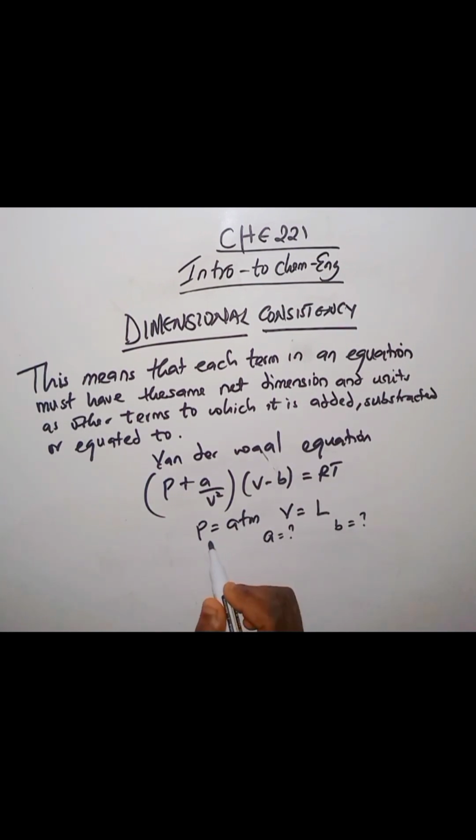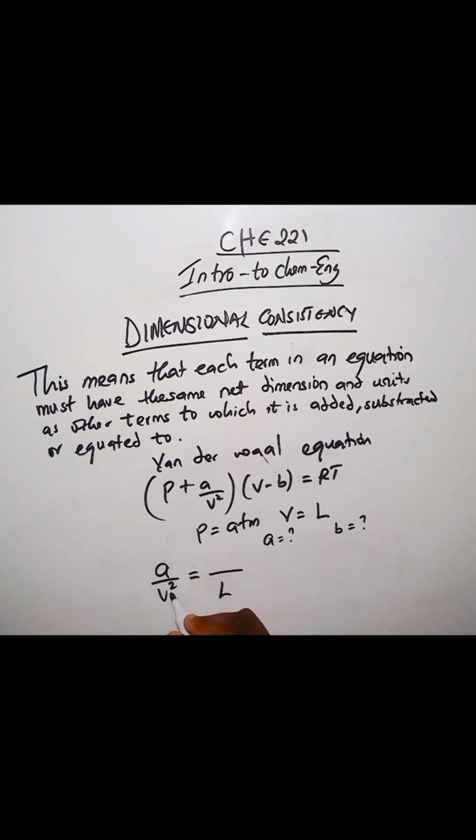We already know that the unit of P is ATM, and we have A over V squared. You know that V is measured in liters, but this liter is squared. So what will be the unit of A so that at the end of the day we arrive at ATM? We need to put ATM up here and liters squared so that this liter can cancel out and you are left with ATM, the same unit as P. So if P has ATM, A should have ATM liters squared.